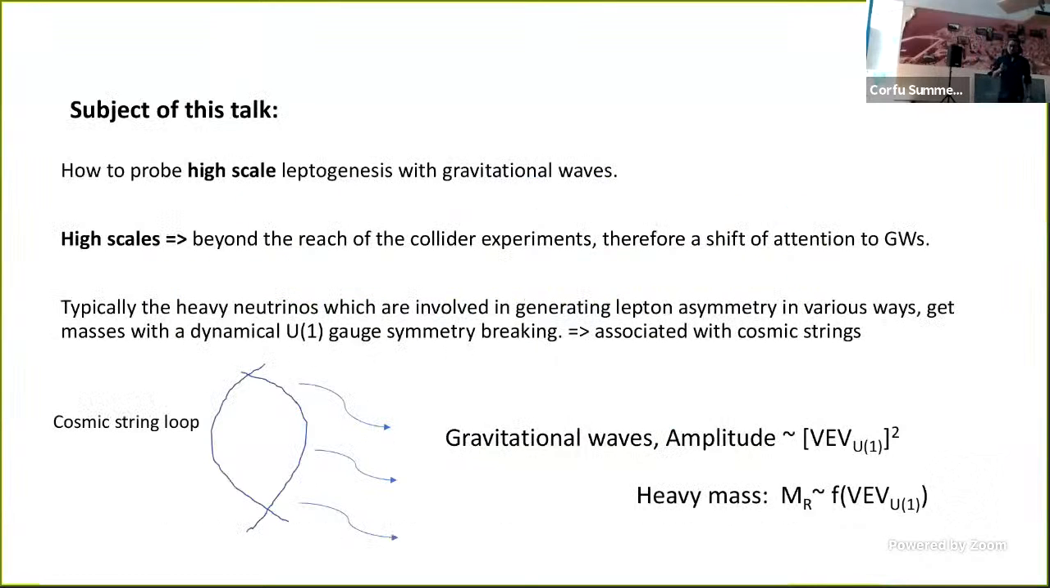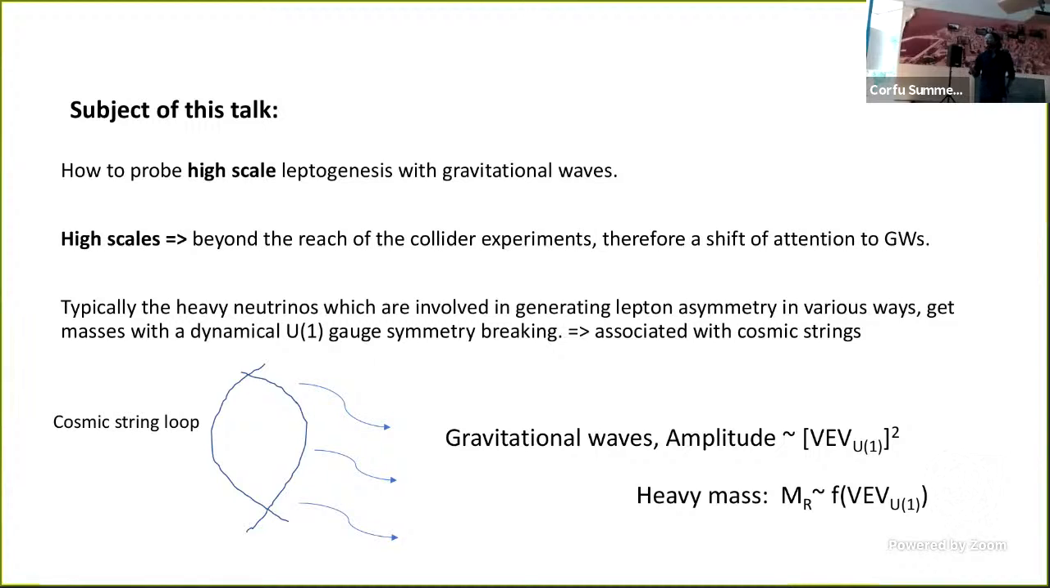Okay, so this is the subject line of the talk: how to probe high-scale leptogenesis with gravitational waves. By high scale I mean the scale which is not accessible by the collider, and typically it's about the TeV scale or something like that. So the basic idea of my talk is to connect cosmic strings with leptogenesis.